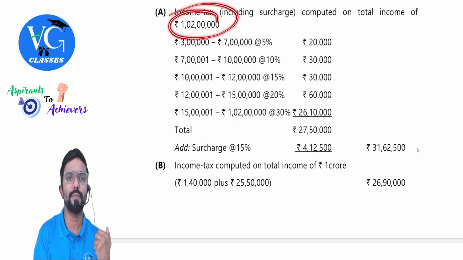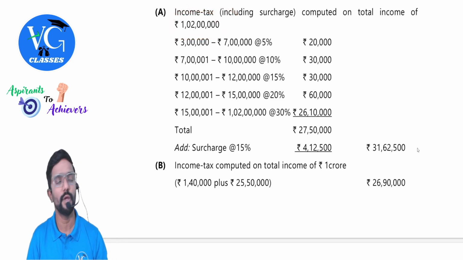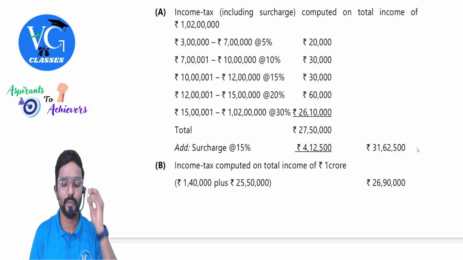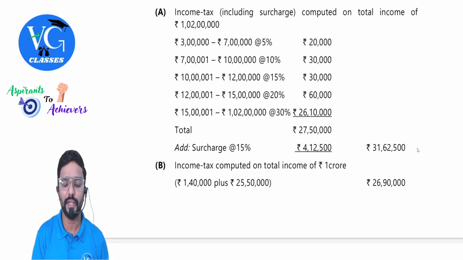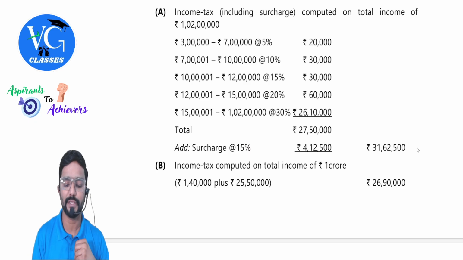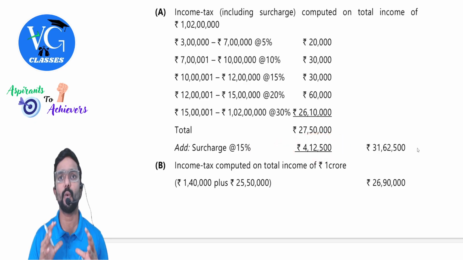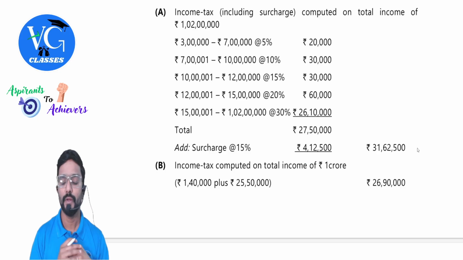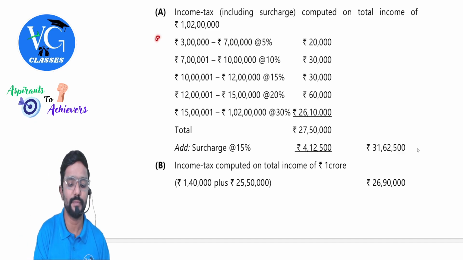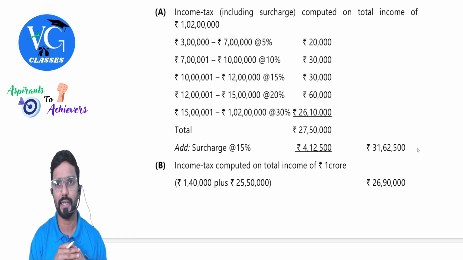For that, should we add surcharge? Yes. As the total income is more than 1 crore but up to 2 crore, you have to add a surcharge at the rate of 15%. So which comes to 27 lakh 50,000. Better you show like this in the bracket, okay? 27 lakh 50,000 into 15% comes to 4 lakh 12,500. So you will get the tax including surcharge this way. Cess don't add it here. Cess will come later. This is first step. This is our regular calculation.